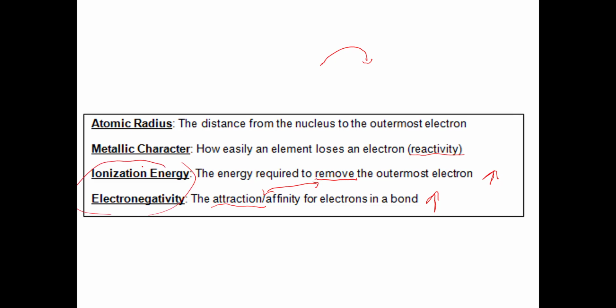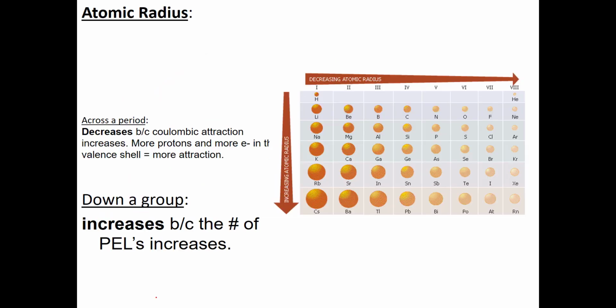And we're going to actually talk about these two. The larger the radius, the easier it is for an element to lose an electron. So these are direct, and these are both direct. So I like to talk about atomic radius and metallic character together, and I like to talk about ionization energy and electronegativity together. You remember one, you remember the other. And the nice part about this is that radius, ionization energy, and electronegativity can all be found on Table S.